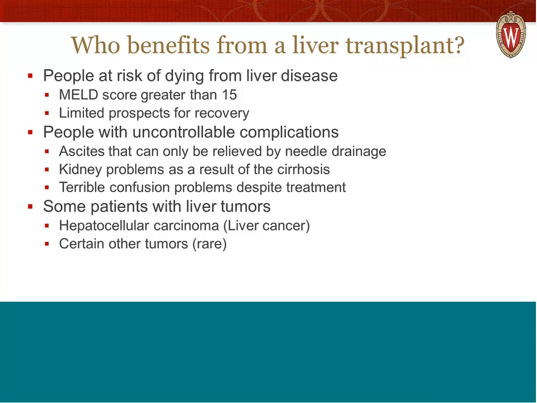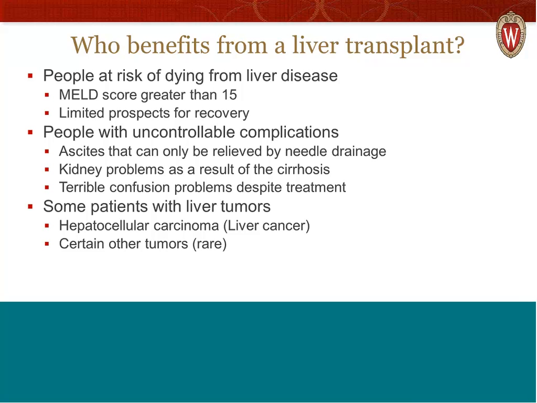People with uncontrollable complications, okay? So people who have ascites that we just can't control with water pills and they're getting it drained with a needle. That's not a good way to live. It's nutritionally depleting. It's uncomfortable. It's inconvenient. That's time to start talking about transplant as well, regardless of the MELD score.